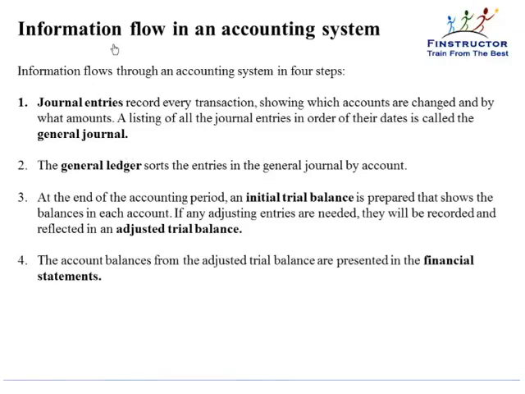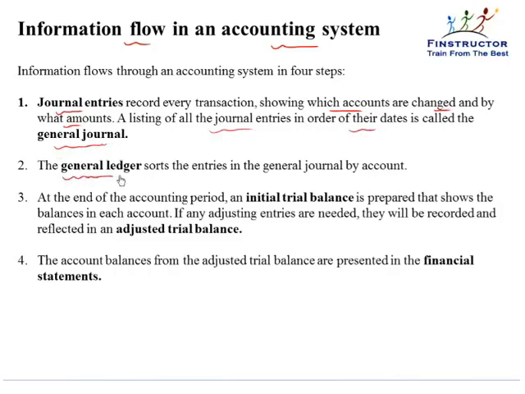Lastly, let's take a look at how information is recorded in an accounting statement. So all day-to-day entries are recorded in a journal, which shows which accounts are changed and by how much. So if a sale has happened, then the cash goes up, revenue goes up. So all these transactions, expenses, assets, liabilities are recorded on a day-by-day basis as they are happening. A listing of all these journal entries in the order of their dates is called a general journal.